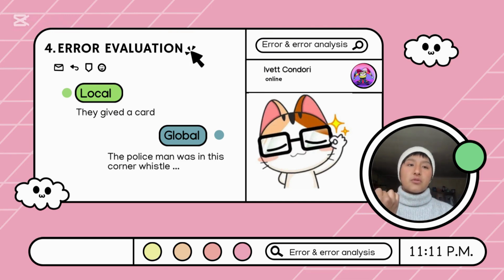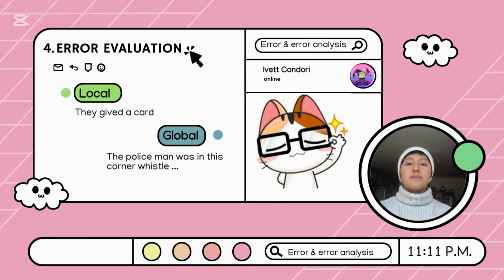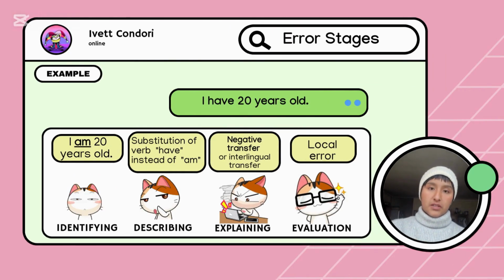However, in the global error, it violates the whole structure of the sentence, making it incomprehensible. For example, this: "The policeman was in this corner whistle." It doesn't really make any sense. Now that we know all of these stages, we can move on to an example.